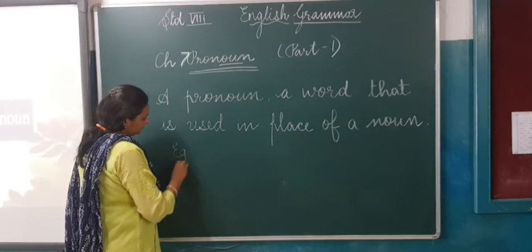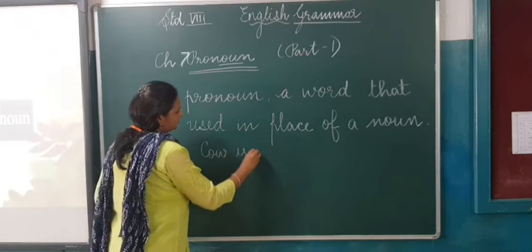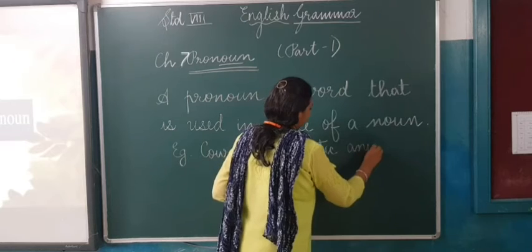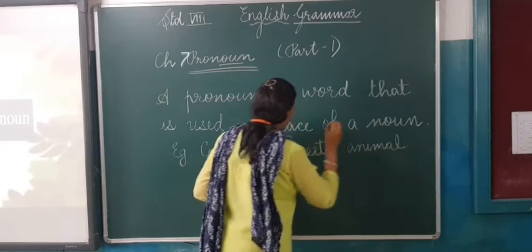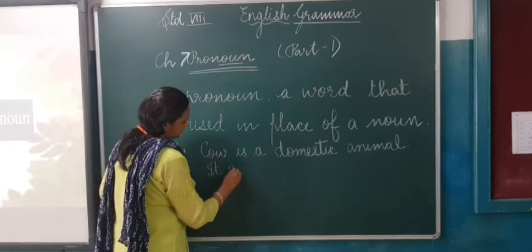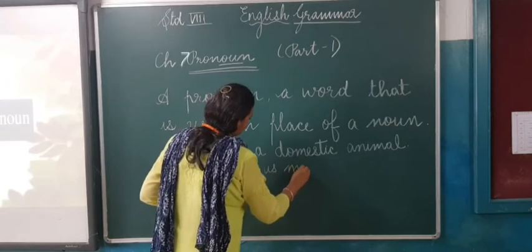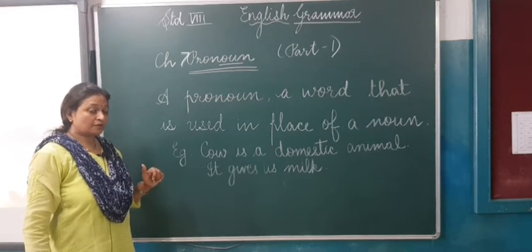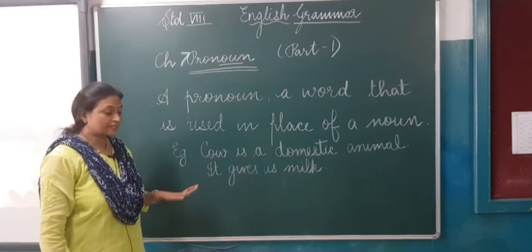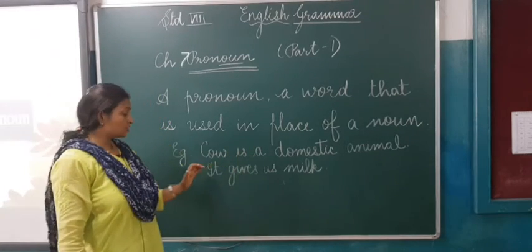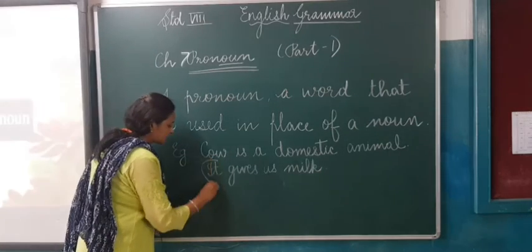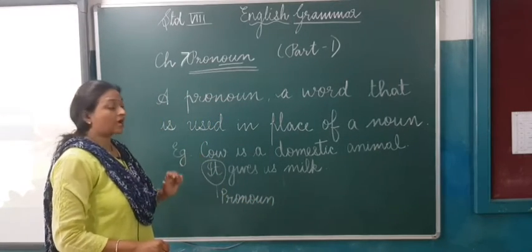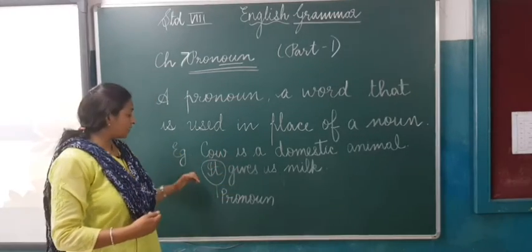For example, cow is a domestic animal. Full stop. It gives us milk. Now noun is the name of a person, place, animal, thing. Cow here is the noun. Cow is a domestic animal. Now the second time, in place of cow, what am I using? It. So it is the pronoun. It is used in place of the noun cow. Again and again I don't want to write this word cow, so in place of that I have written it.